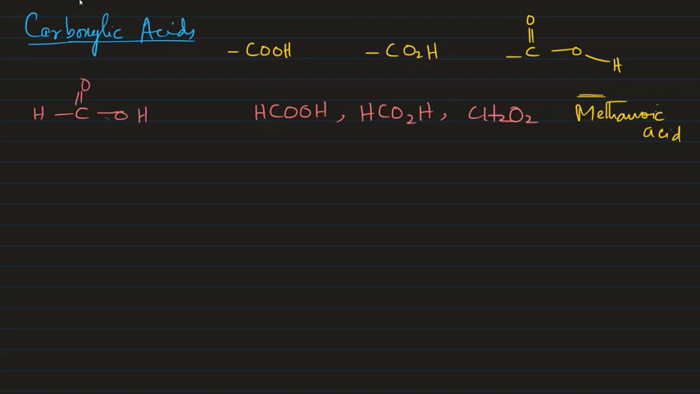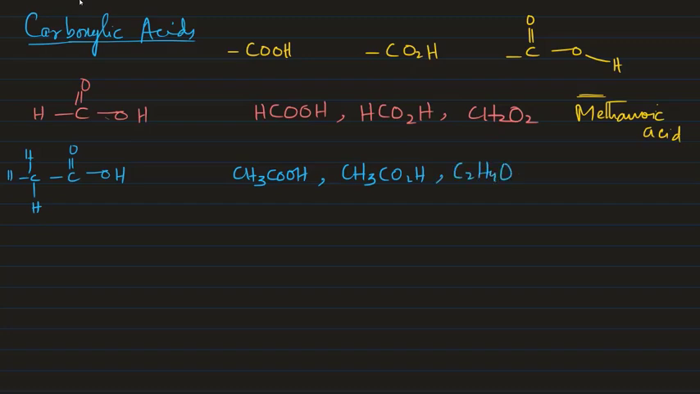Let's see the next one. Next we have the two carbon carboxylic acid. You know, C double bond O, OH is always present, and there is one more carbon present over here along with three hydrogens like this. So we can write it as CH3COOH, or CH3CO2H, or C2H4O2, and it is known as ethanoic acid.